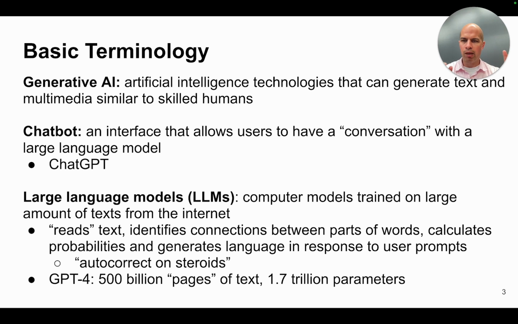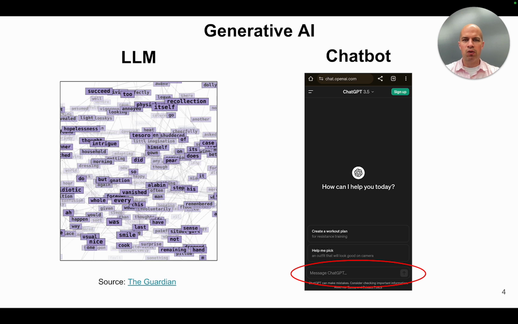GPT-4, the brain behind ChatGPT at the time of this video, was trained on about 500 billion pages of text, and it created about 1.7 trillion parameters, or connections between parts of words that I talked about. So here we can see an LLM is something like this, only much more complex, and it's the brains behind a chatbot like ChatGPT, and those are both under the umbrella of generative AI.